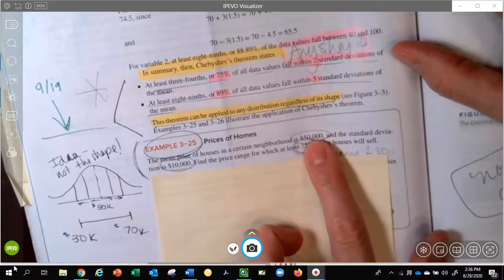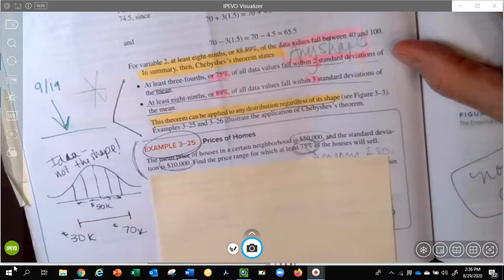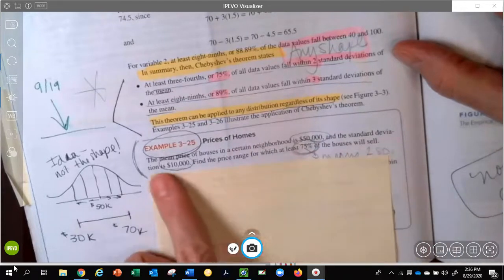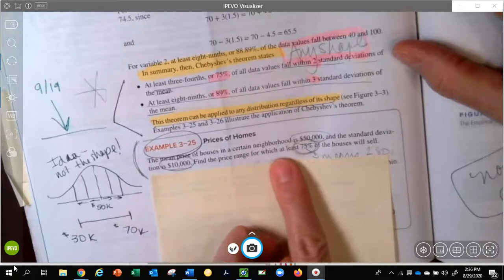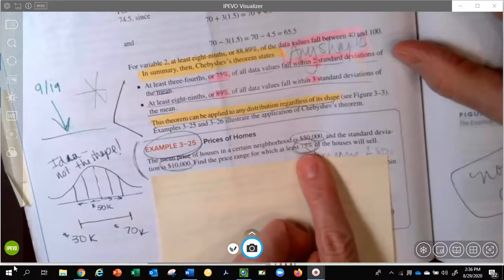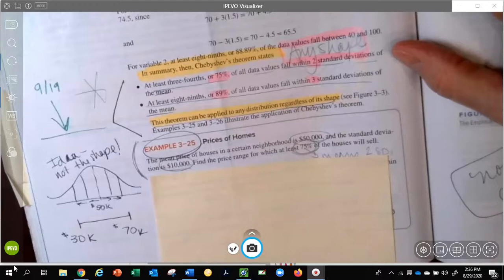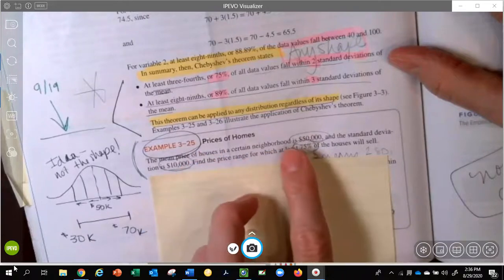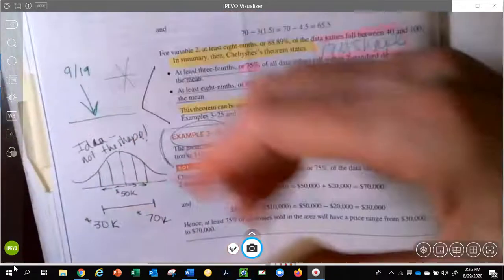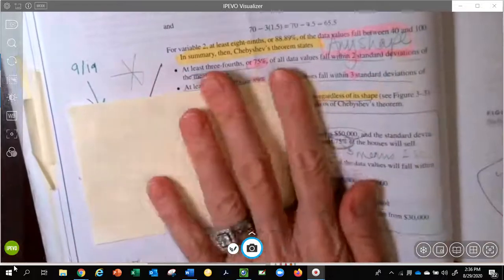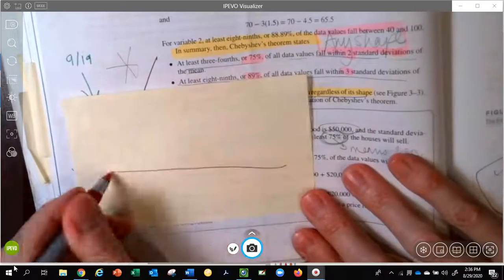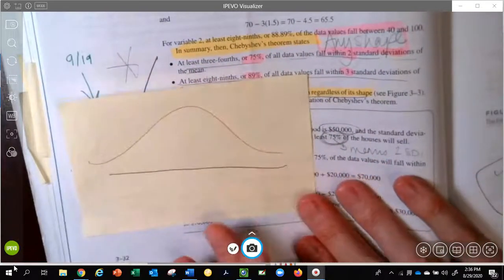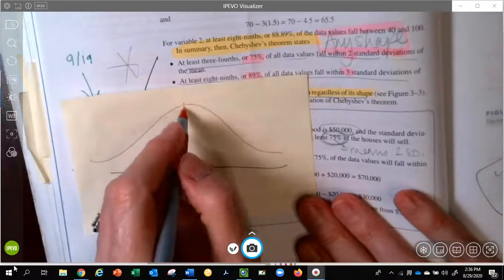So I'm thinking, okay, on a normal curve, it's going to go in the middle. The standard deviation is 10,000. Find the price range for which at least 75% of the houses will sell. Mean is 50. Standard deviation is 10. They're asking for 75%. So I'm going to cover all of this stuff up. I'm going to draw, and I'm just going to pretend normal, although it doesn't have to be. That's just what my brain sees.